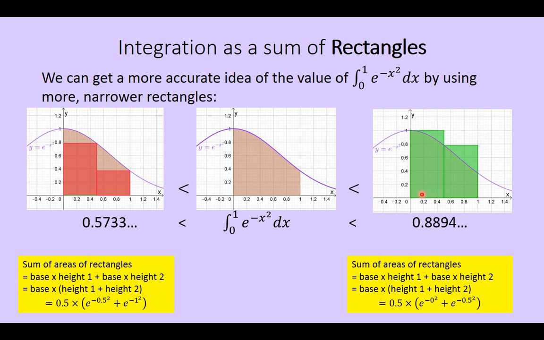The height of the first rectangle is taken from where the rectangle coincides with the graph, and we can see it's at the left hand side where x is 0. So we substitute 0 into e to the minus x squared. For the height of the second rectangle, again, it's at the left hand side of the rectangle where it touches the graph. We want that y coordinate, so the x value is 0.5, and we substitute into e to the minus x squared. And that gives us our height. So we add up the two heights times by the base width, and we end up with the total area of those two rectangles.